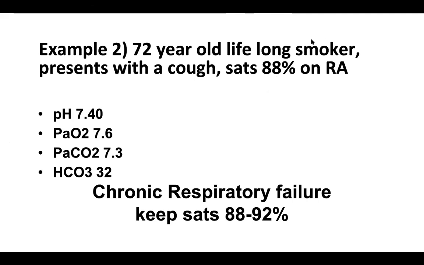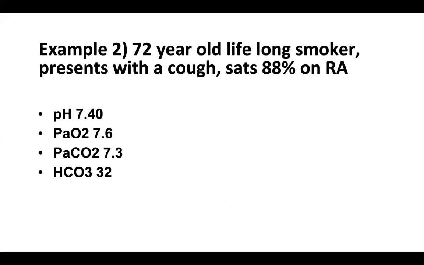That's fine. So there's a really good mnemonic called ROME. Respiratory opposite: if the pH decreases, the CO2 goes up, and vice versa. In respiratory alkalosis, the pH goes up and the CO2 will decrease. Then metabolic equal, the ME part of ROME: if pH decreases, the bicarbonate will decrease as well, and if the pH increases, the bicarbonate will increase as well.